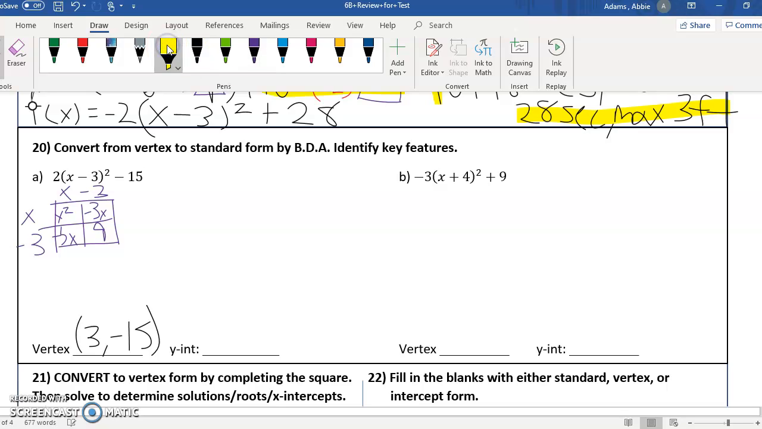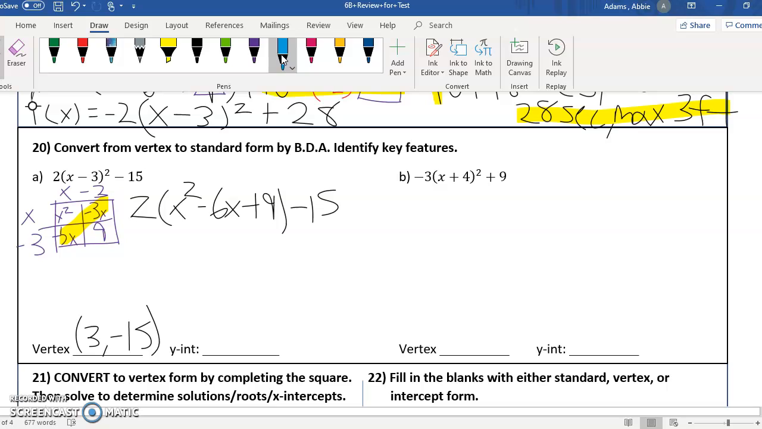Now we combine the like terms that are diagonal from each other. So negative 3x plus negative 3x gives us a negative 6x. If we write this out, we've got 2 multiplied by x squared minus 6x plus 9 minus 15. So step 1, our box, we're done with it.